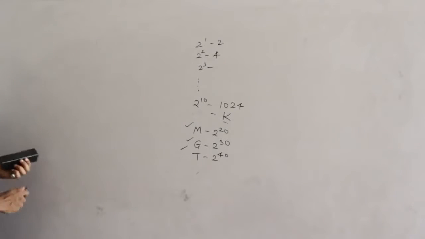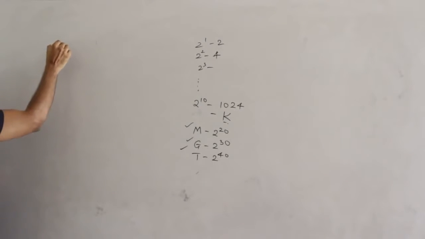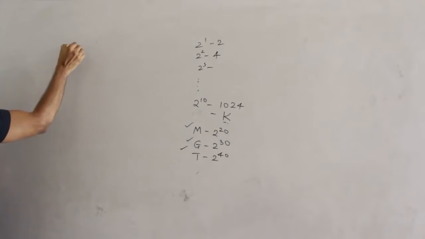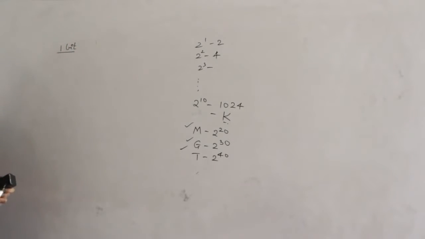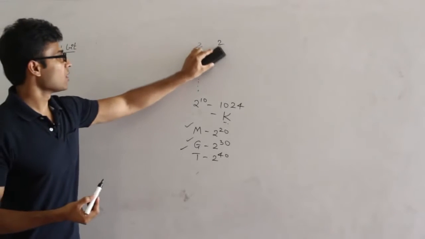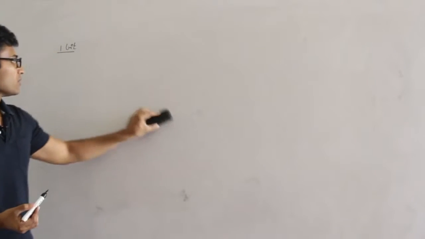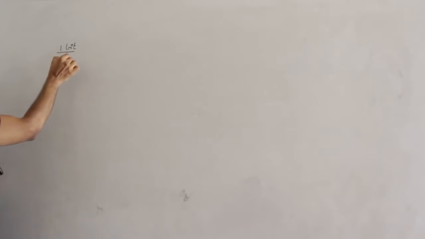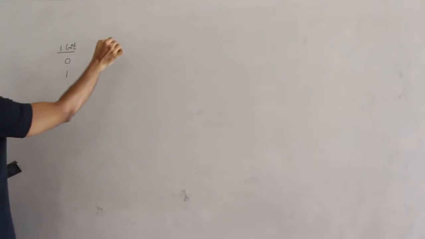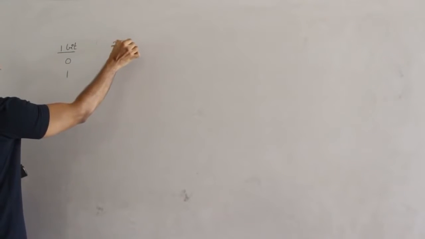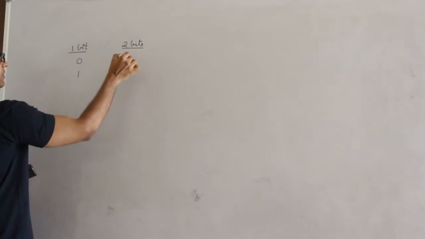Let us say I have one binary bit. With one bit, how many binary numbers are possible? Okay, so with one bit, we can have two binary numbers, 0 and 1. If I have 2 bits, how many binary numbers are possible?